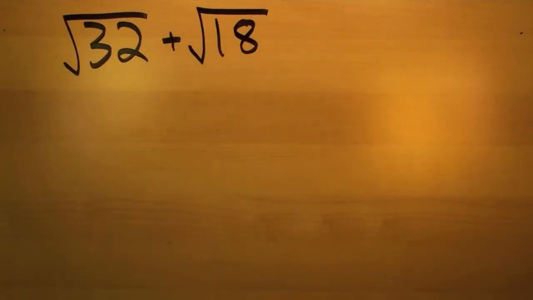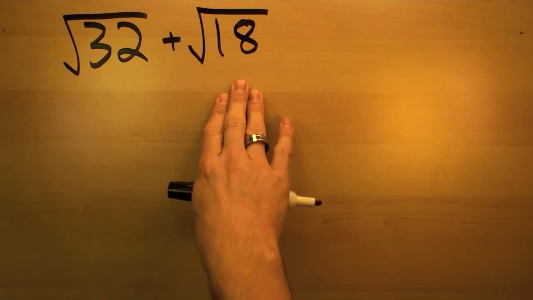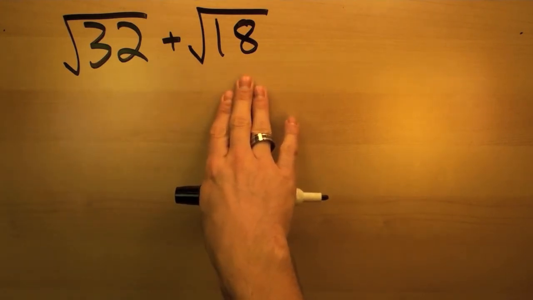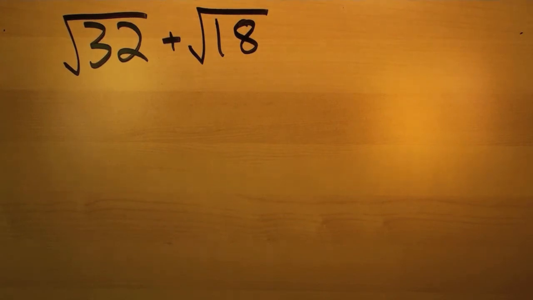You might think that this means that we're stuck when we try to add the square root of 32 plus the square root of 18, because they're different roots, so we said we couldn't add them together. Well, we can't add them together right now when they have different roots, but let's simplify these roots and see if they do in fact match up.